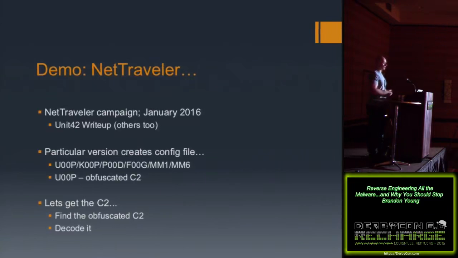And essentially what it would do is write an obfuscated configuration file to disk, and it was supposed to delete it, but it never actually did. And in this config file, one of the things that you'd see are different fields, U00P, K00P, and a few others. And one of the fields was actually an obfuscated C2.